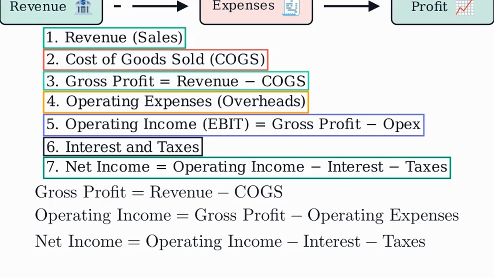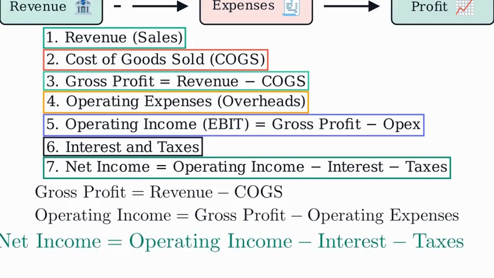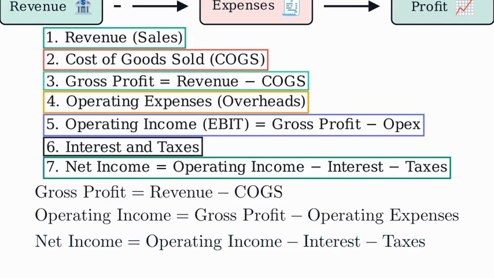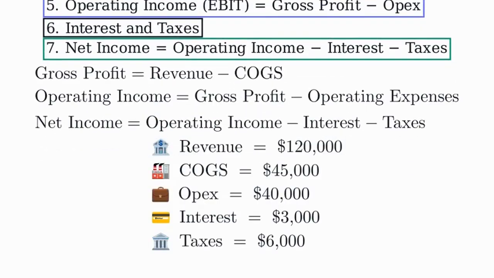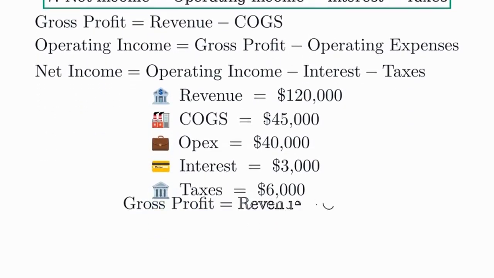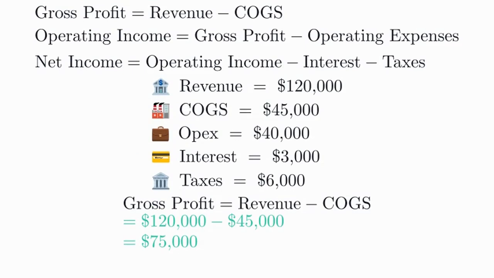Here are the key equations you will use. Gross profit equals revenue minus cost of goods sold. Operating income equals gross profit minus operating expenses. Net income equals operating income minus interest minus taxes.